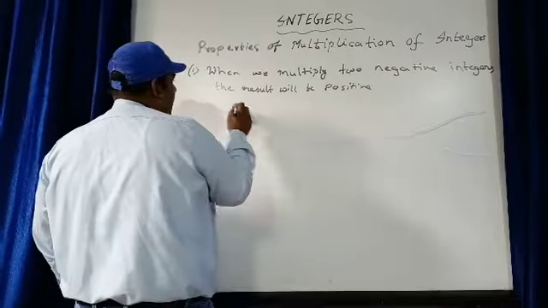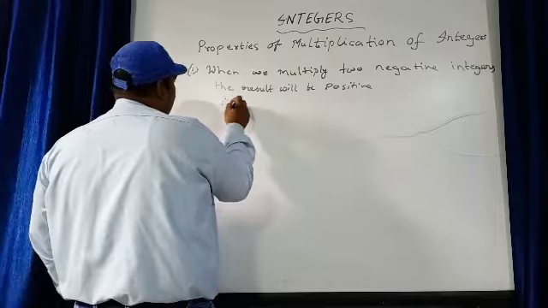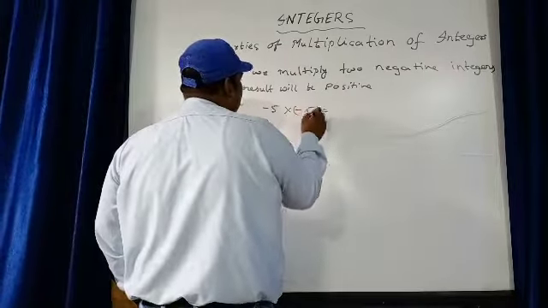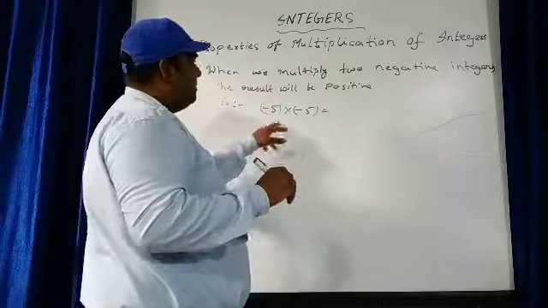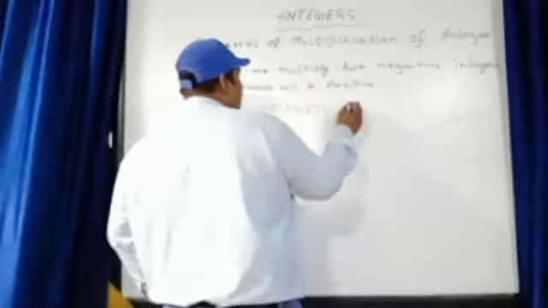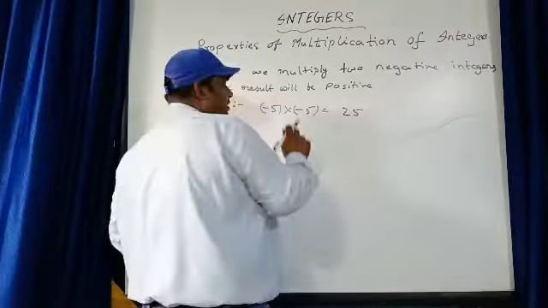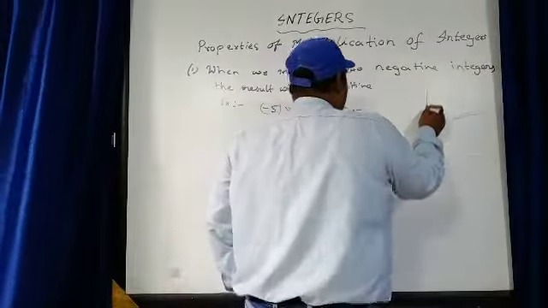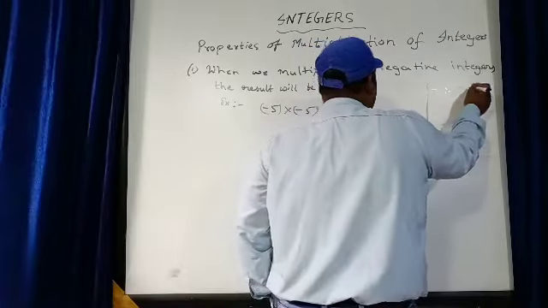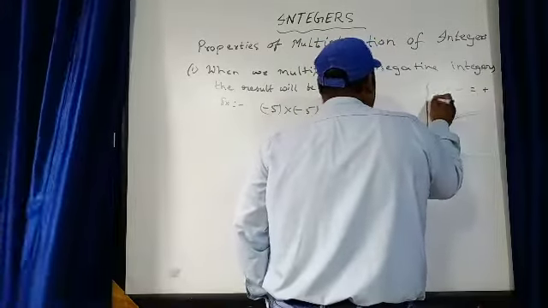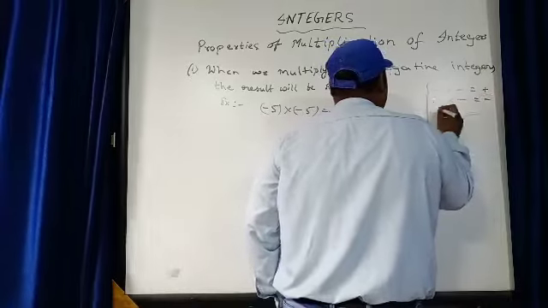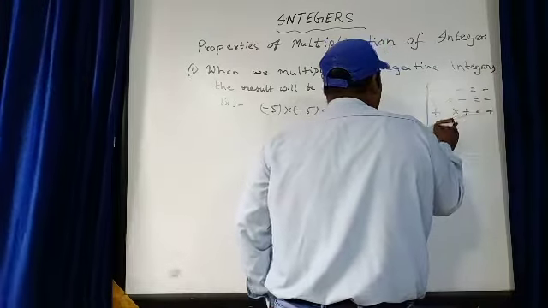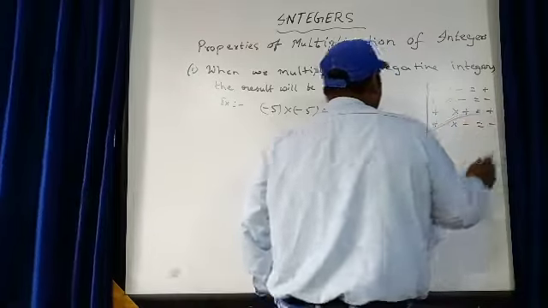Let's see. Suppose in this example you look at -5 into -5. When you multiply them, what will you get? 5 into 5, we know what will happen. 25. And minus into minus, it will be plus. In the previous class we have learned minus into minus will be plus, plus into minus will be minus, plus into plus will be plus.